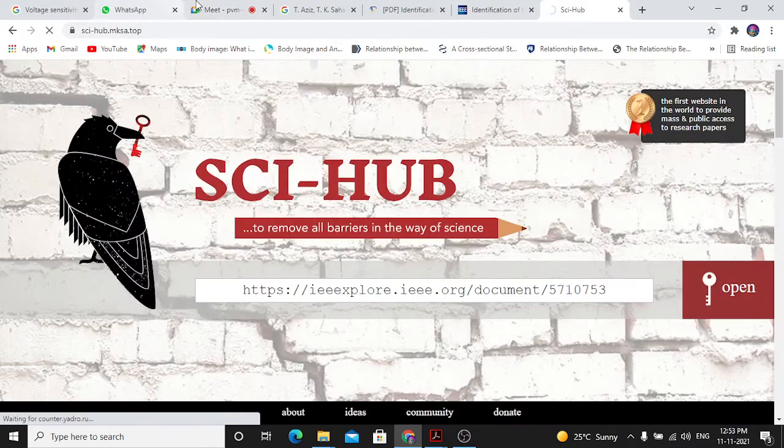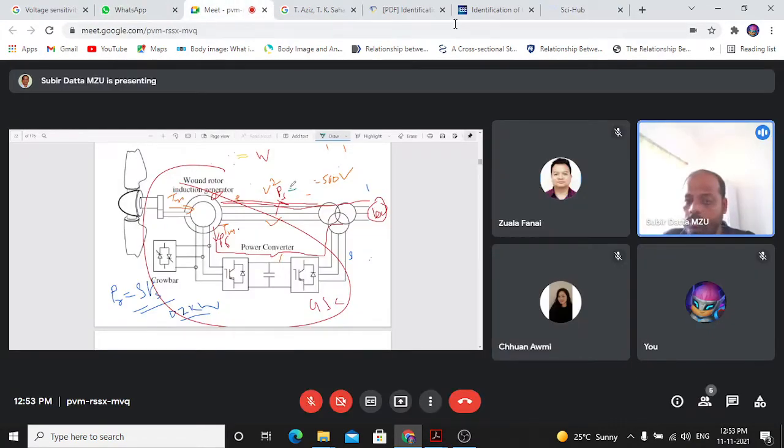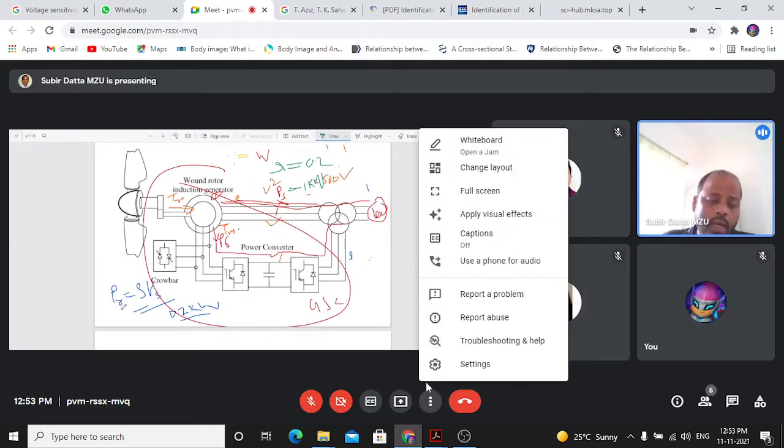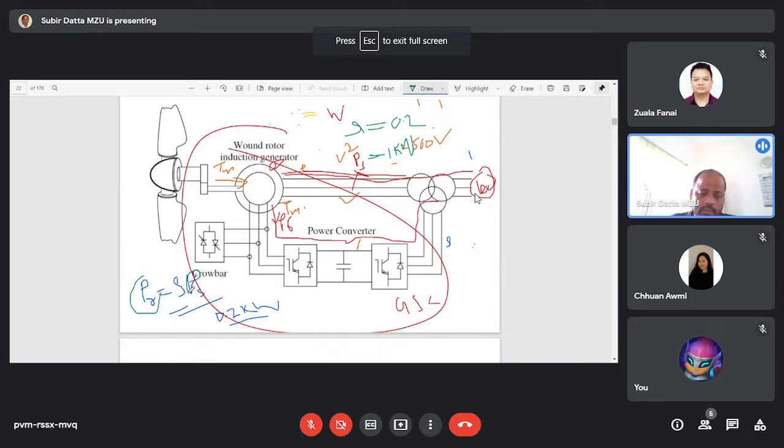So if I consider the stator power equal to 1 kilowatt, and the slip equal to say 0.2, or you can consider 0.1, 0.3 also, then there is a relationship among the rotor power PR, the slip, and the stator power. If we put these two values, we get PR equal to 0.2 kilowatt. This rotor power will flow from the rotor winding to the grid or to the load via the power electronics converter. That means this much power only flows through the power electronics converters.